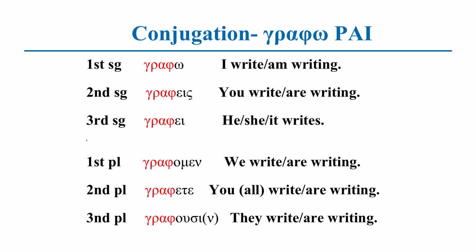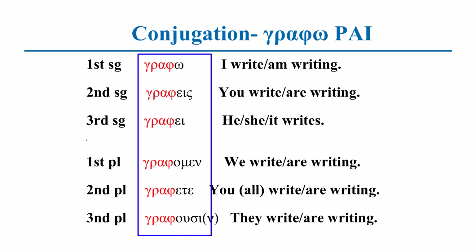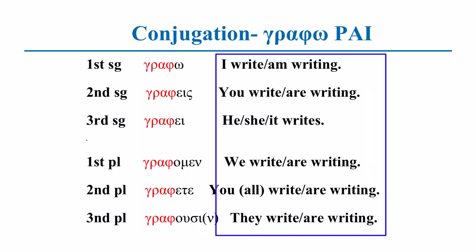So step number 1, identify the tense, the voice, and the mood that is required. Step number 2, find the stem, separate the stem from the ending, because you want to remain with the stem where you'll be attaching the different endings, depending on the voice that is given. Step number 3, we said that you add the correct endings to the stem. And step number 4 is, after you have attached the stem to the different endings, you need to translate each form.